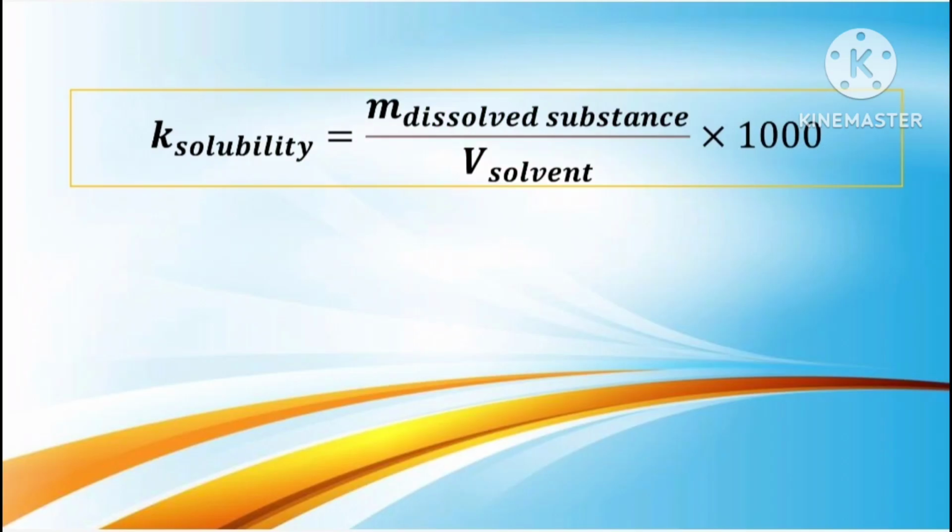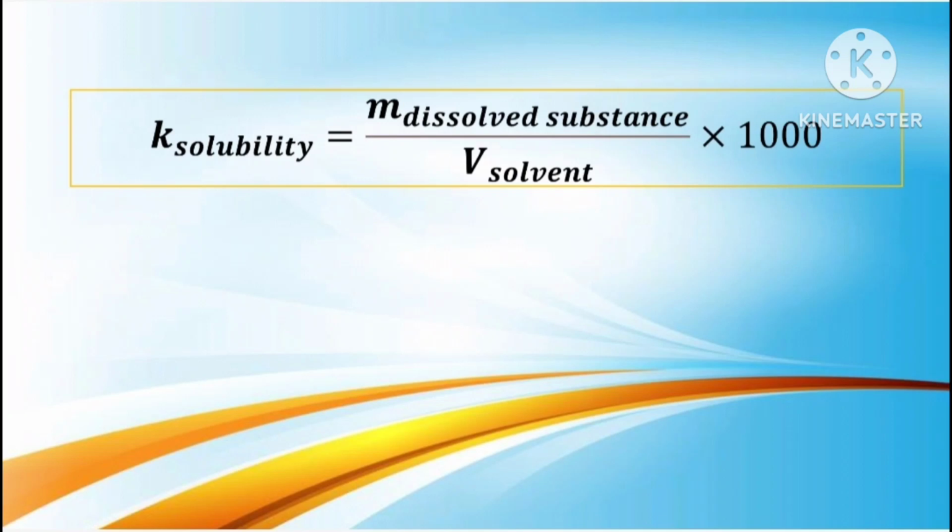So here you can see the formula of how to calculate the solubility coefficient. So we get the mass of dissolved substance, I mean the maximum mass of the substance that can be dissolved. We divide it by the volume of solvent. We multiply it by 1000. Now I will explain it.